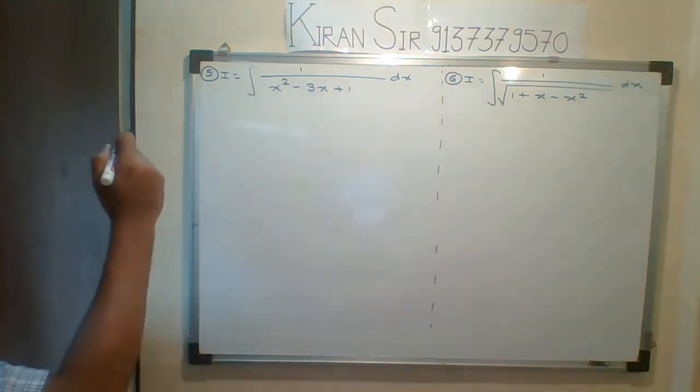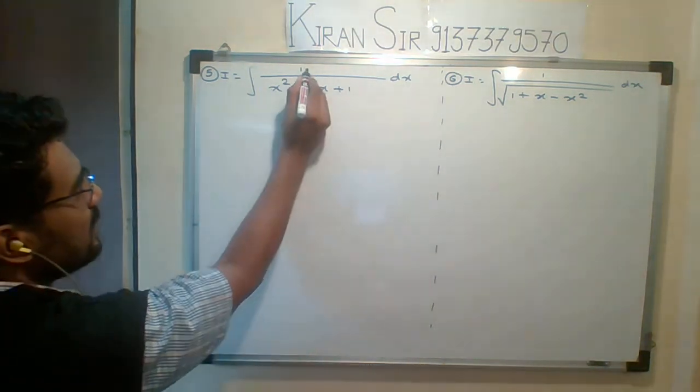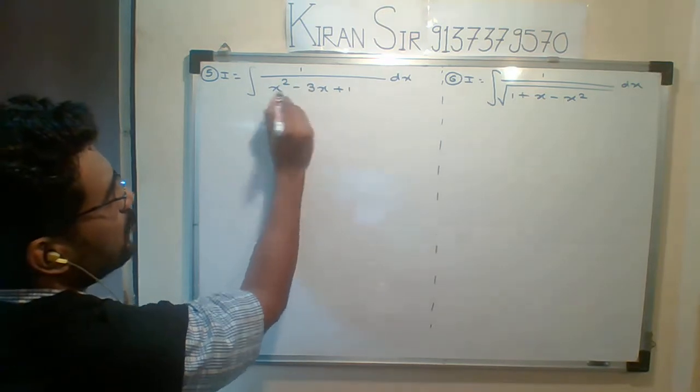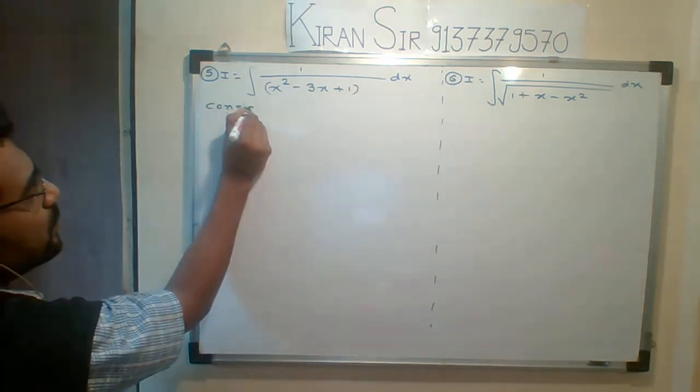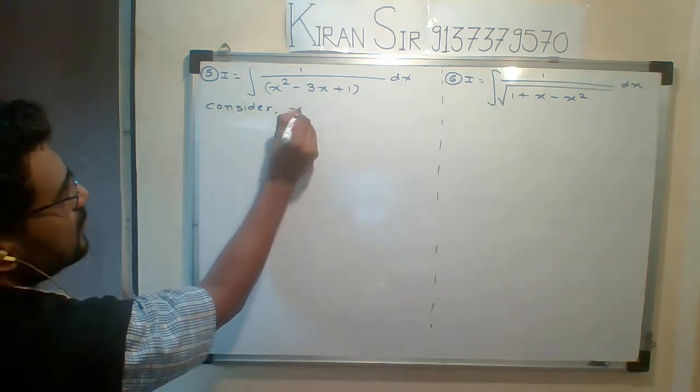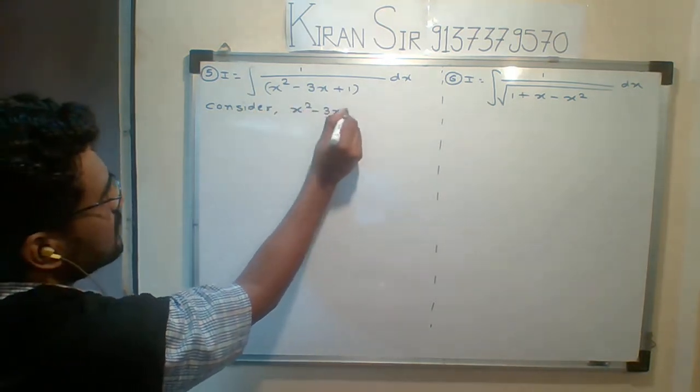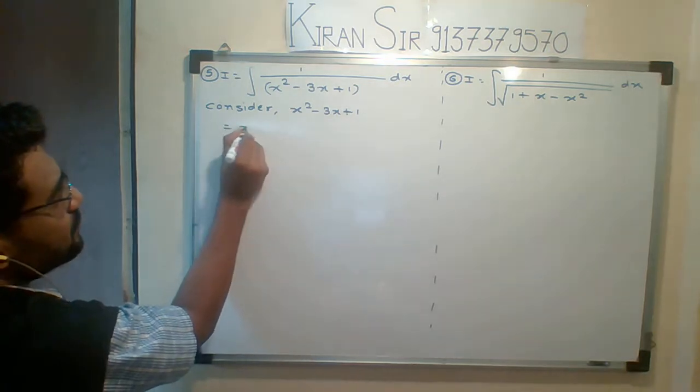Just start the next numerical. Next numerical is what? Again, you have to integrate what? Integration of 1 upon quadratic equation. So whenever you get a quadratic equation, as I told you, consider the denominator. What denominator do you have? x square minus 3x plus 1. What is the next step?